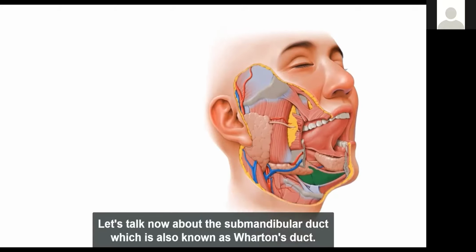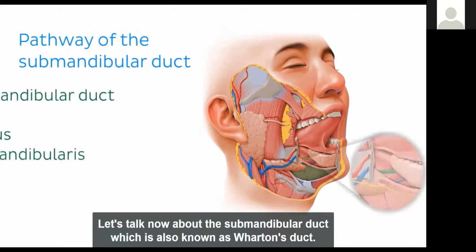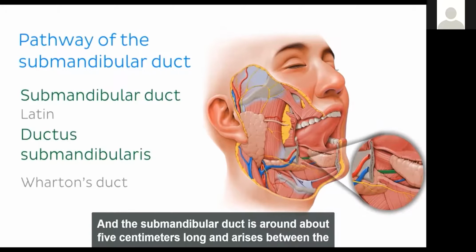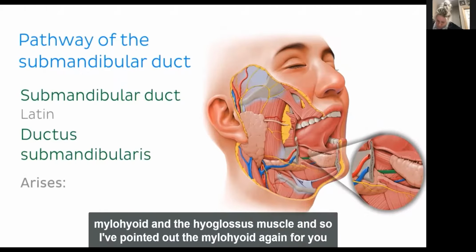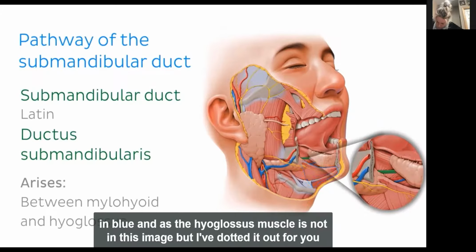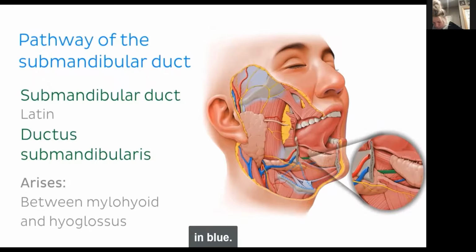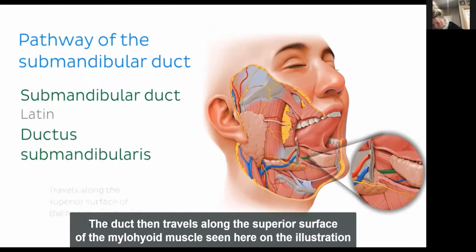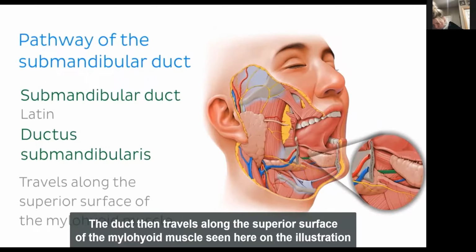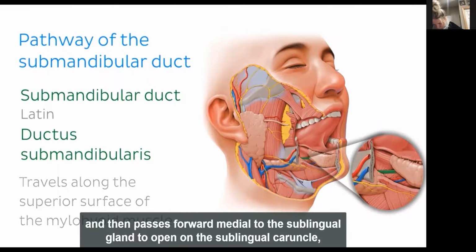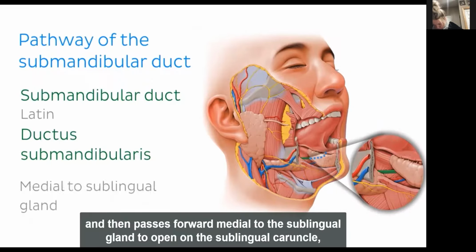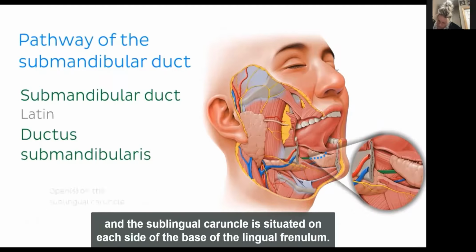Let's talk now about the submandibular duct, which is also known as Wharton's duct. The submandibular duct is around 5 centimeters long and arises between the mylohyoid and the hyoglossus muscle. So I've pointed out the mylohyoid again for you in blue, and the hyoglossus muscle is not in this image, but I've dotted it out for you in blue. The duct then travels along the superior surface of the mylohyoid muscle, seen here in the illustration, and then passes forward medial to the sublingual gland to open on the sublingual caruncle, which is situated on each side of the base of the lingual frenulum.